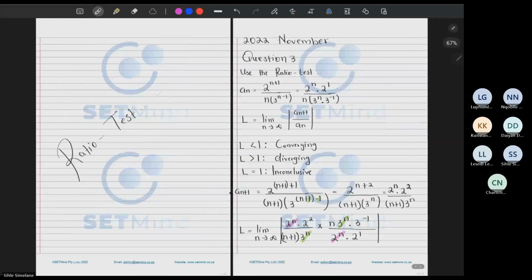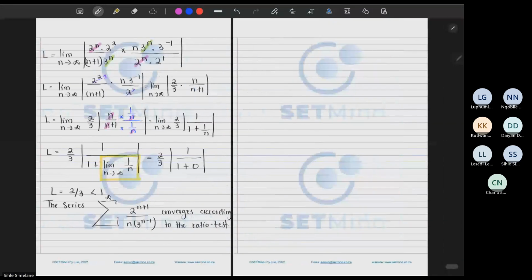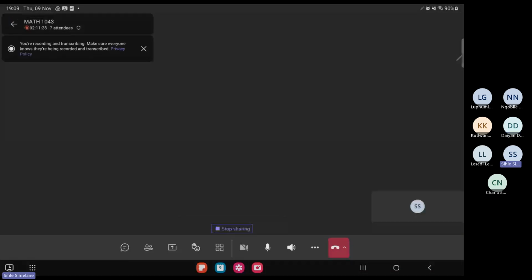Any questions? Anyone who has a question, this converges according to the ratio test because our L is less than 1, as you can see here. 2/3 is less than 1. The person who posed the question, are you answered? Yes, I'm answered. Thank you, sir. Okay. Any other questions?